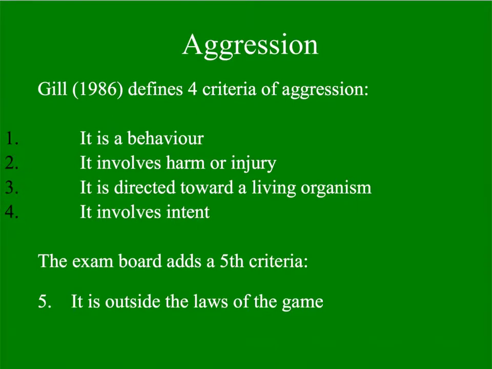To make up this definition of what is aggression, there are 4 criteria that it needs to satisfy. First of all, it needs to be a behaviour. So it needs to be carried out. It can't be thought. Thinking aggressive thoughts isn't being aggressive. The second thing is there needs to be some sort of harm involved or even injury. So this could be obviously physical, but it can also be psychological harm as well.